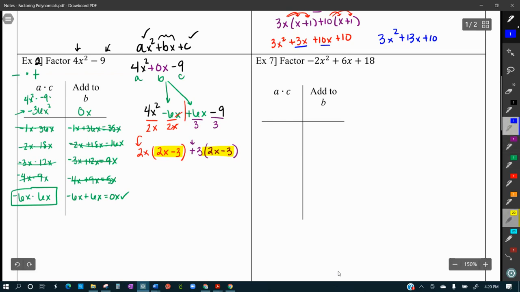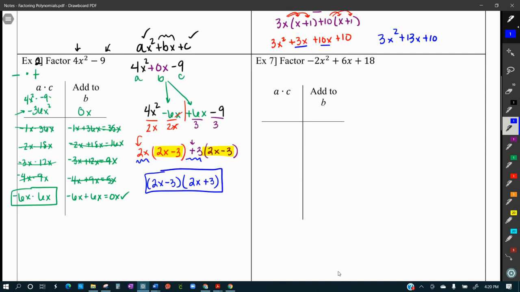So now that those are the same, that creates one factor, 2x minus 3. And the other factor is from the outside numbers, 2x plus 3. So here is the factored form for 4x squared minus 9: 2x plus 3 and 2x minus 3.